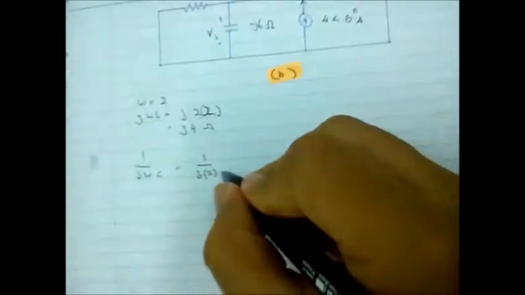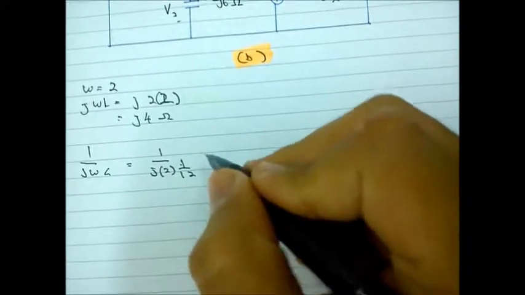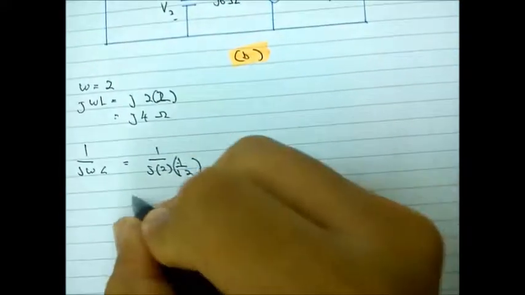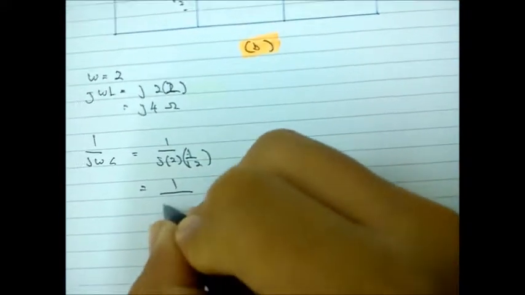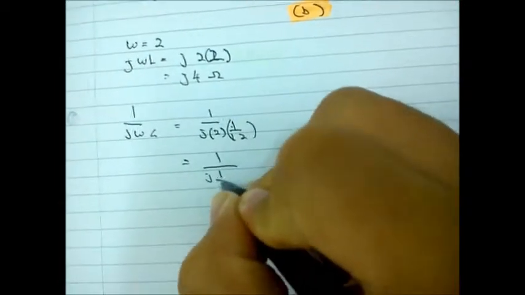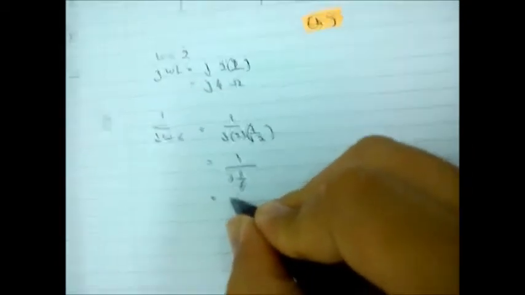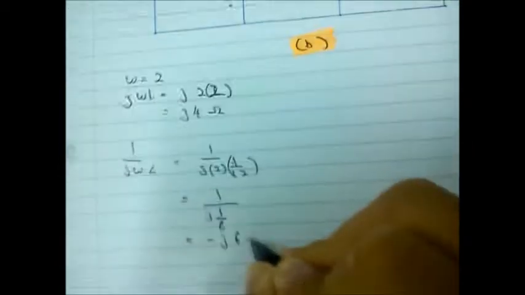the capacitor is 1 over 12 here, and then you will get 1 over j6, which is negative j6 ohm.